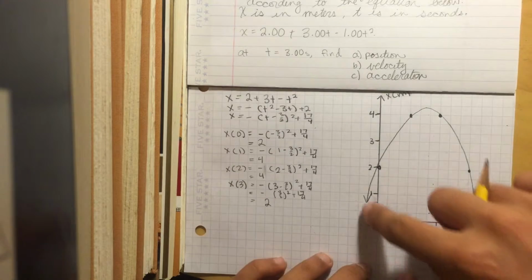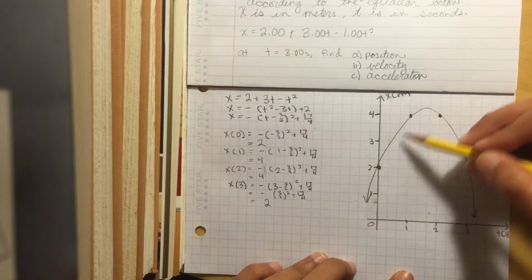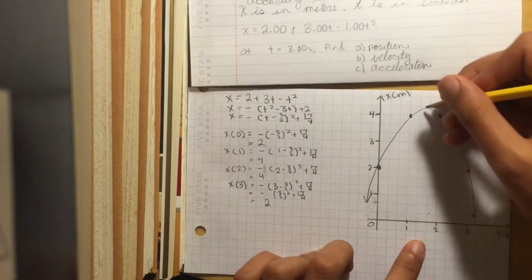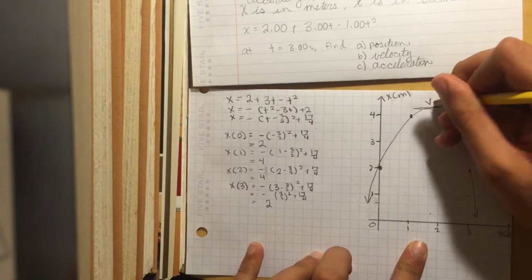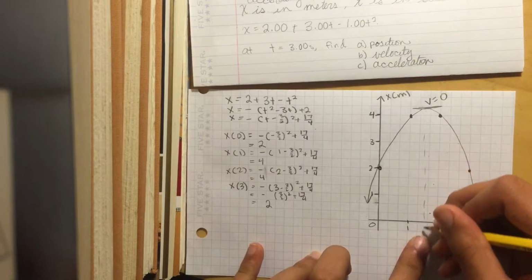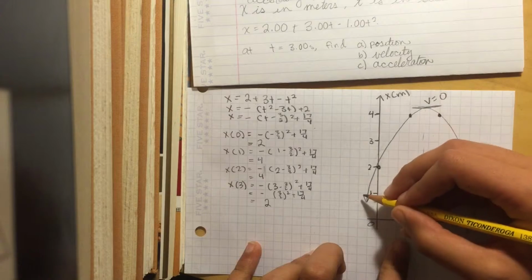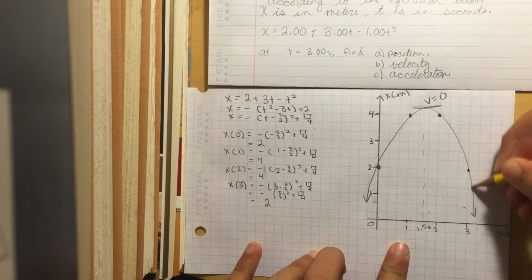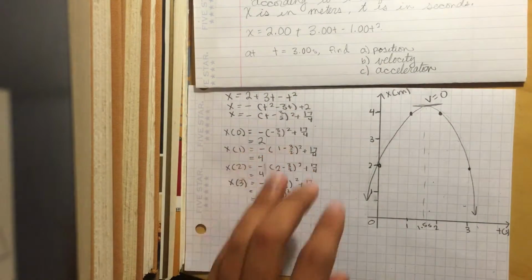Okay, great. So now that we see how it looks and how its slope is positive up until in between 1 and 2, so at 1.5, it has a tangent of 0, which means that the velocity is equal to 0 at 1.5 seconds. The slope is positive here, and it's negative there. Okay. So let's move on to the actual problem.